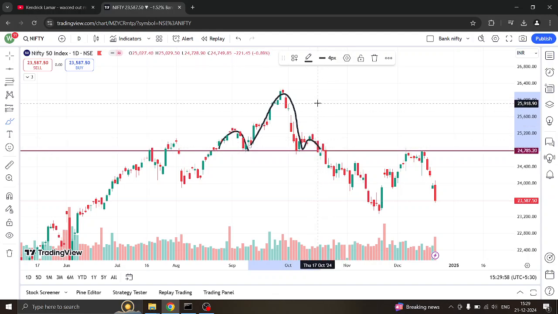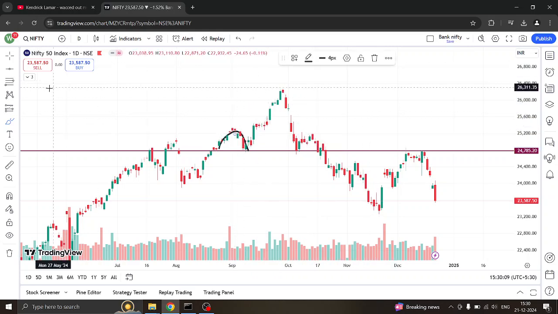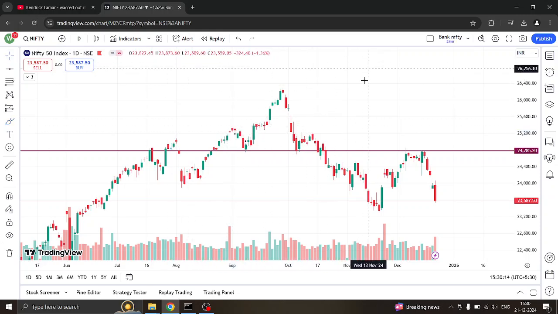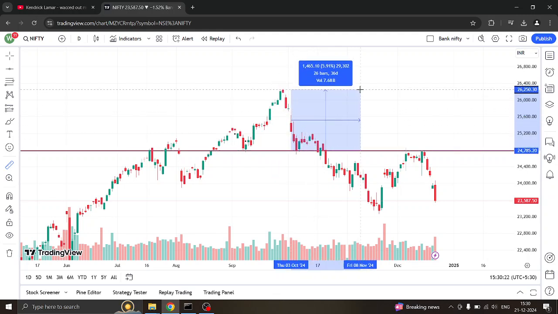And let's see whether this head and shoulders pattern was correct or not. Let me remove this drawing here. Let me remove this as well. First of all, I need to select this crosshair. Let's see the difference between the neckline and the top of the head. That is 1465 points. Once the right shoulder broke this neckline, let's see how many points Nifty fell. As you can see, it is 1465 points.